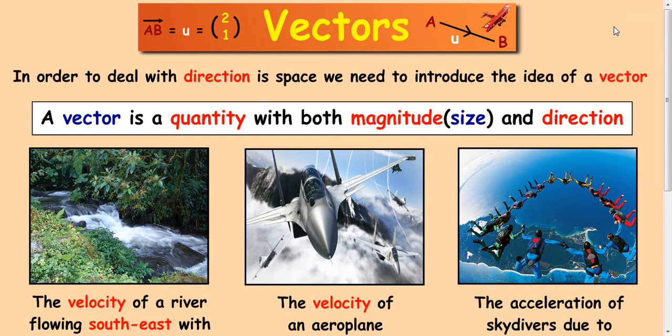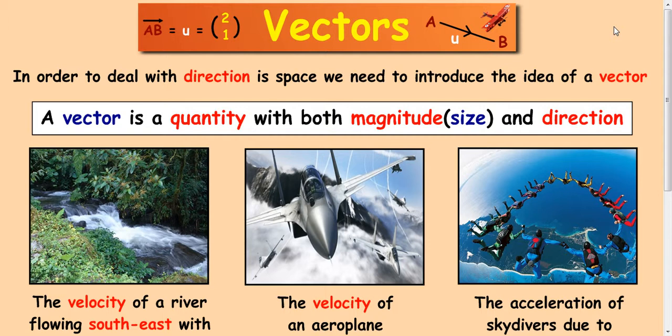In this lesson we're going to look at vectors, what a vector is and how to write it down, what notation to use. So the first thing we need to know about a vector is it's really there to deal with direction in space, particularly 3D space, although we'll start vectors in 2D.